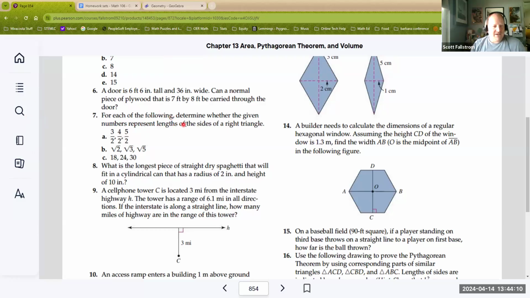Now, let's see here. Determine whether the given numbers represent lengths in the sides of a right triangle. Okay, I'll let you try those out. Again, Pythagorean theorem, in this case, the converse of the Pythagorean theorem.